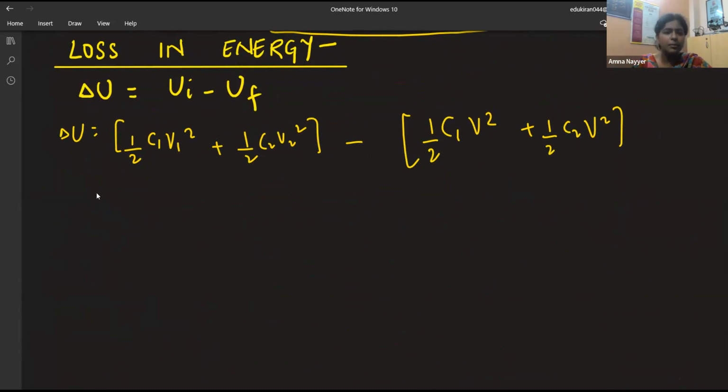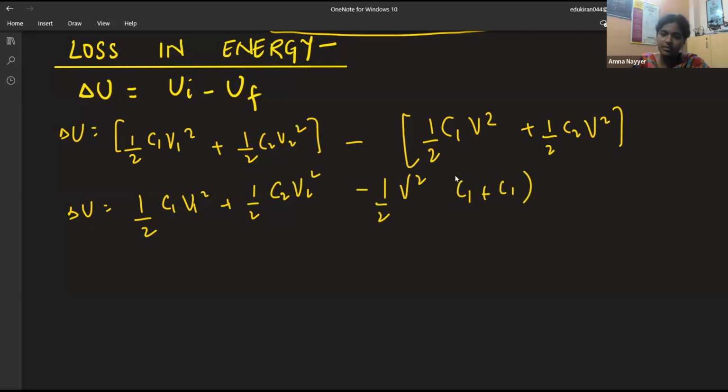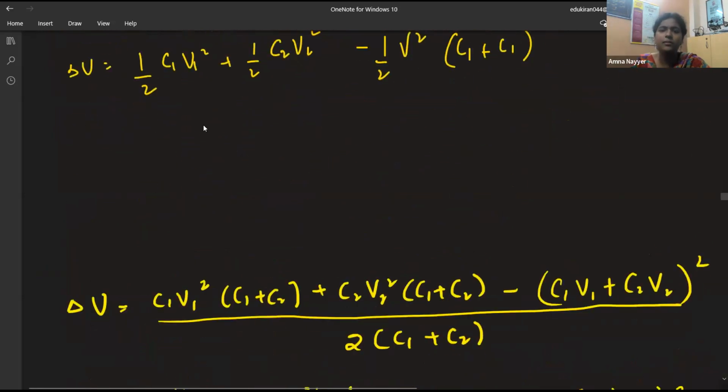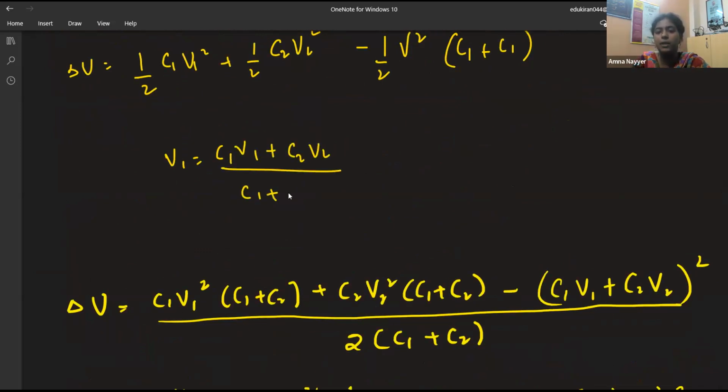So let's open up the brackets. This becomes half C1 V1 square plus half C2 V2 square. One thing we can do is take half V square common so that we are left with half C1 plus C2. Now, what is the value of common potential? We have obtained the value of common potential. So common potential is C1 V1 plus C2 V2 divided by C1 plus C2. This is the value of common potential that we have obtained.